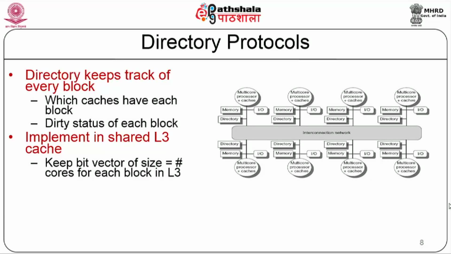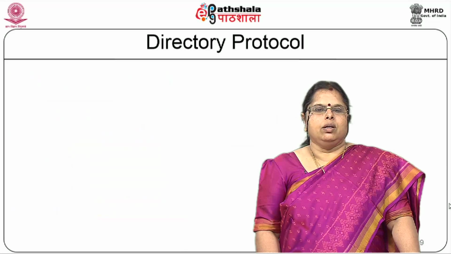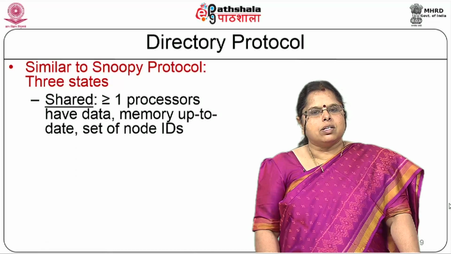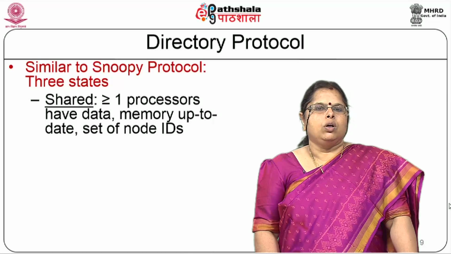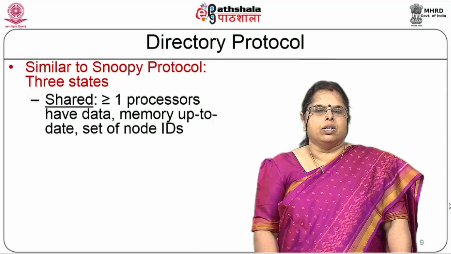It is normally implemented in the shared L3 cache. It can be implemented by keeping a bit vector of size equal to the number of cores for each block in L3. So, depending upon the number of cores you have, it can be maintained as a bit vector. It is not scalable beyond your shared L3 cache, and this can be implemented in a distributed fashion, as I already mentioned. If you are looking at the directory based protocol, the basic states of the caches are the same. It is just similar to the Snoop based protocol.